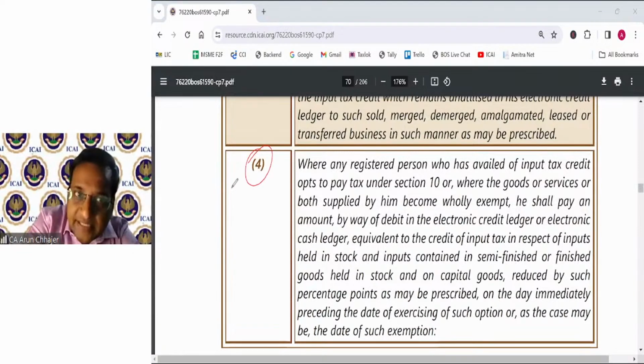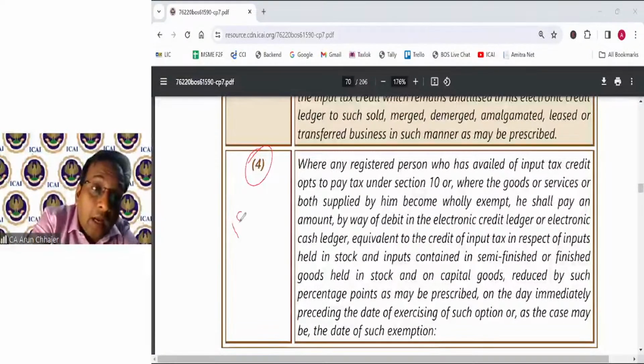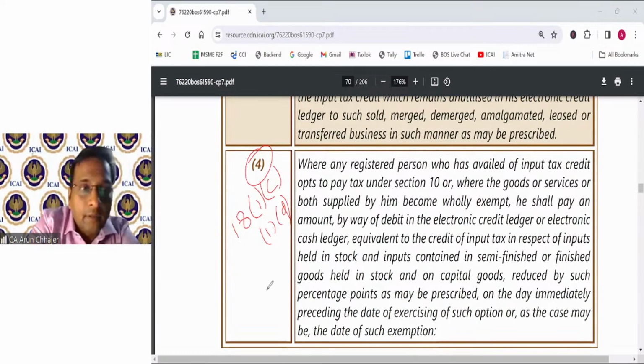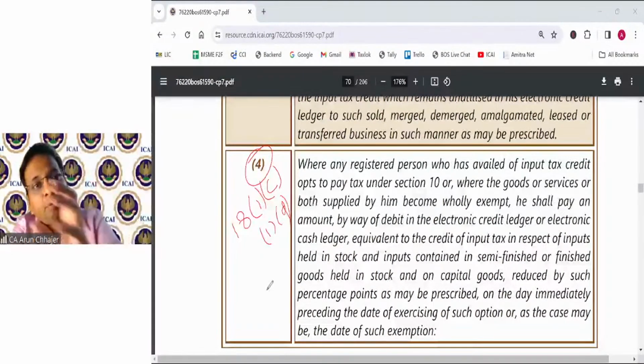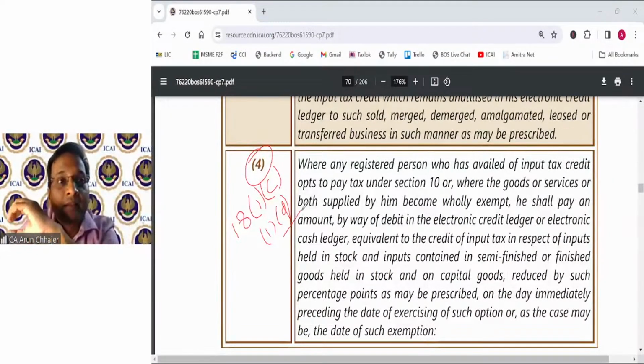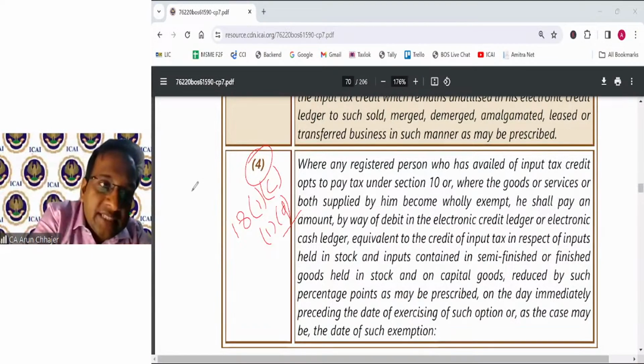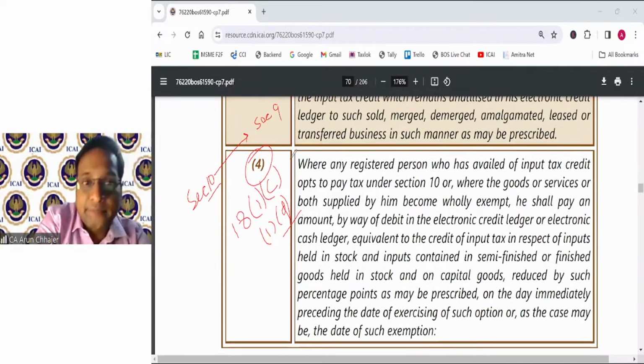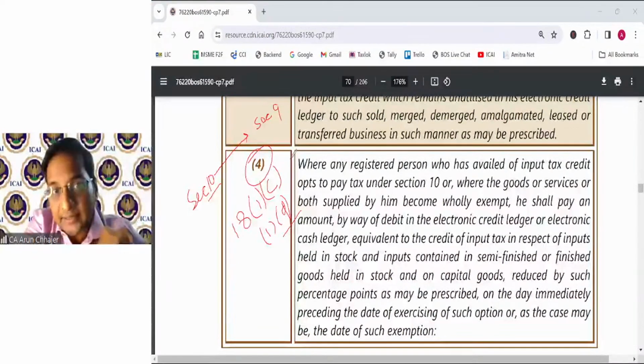18.4 is basically talking about the opposite of 18.1C and 18.1D. What is C? C means composition to regular. D means exempt to taxable. So clause C is saying you were registered in section 10. Now you have ceased to pay the tax in section 10 and you are converted into section 9. Now you will pay the actual tax.